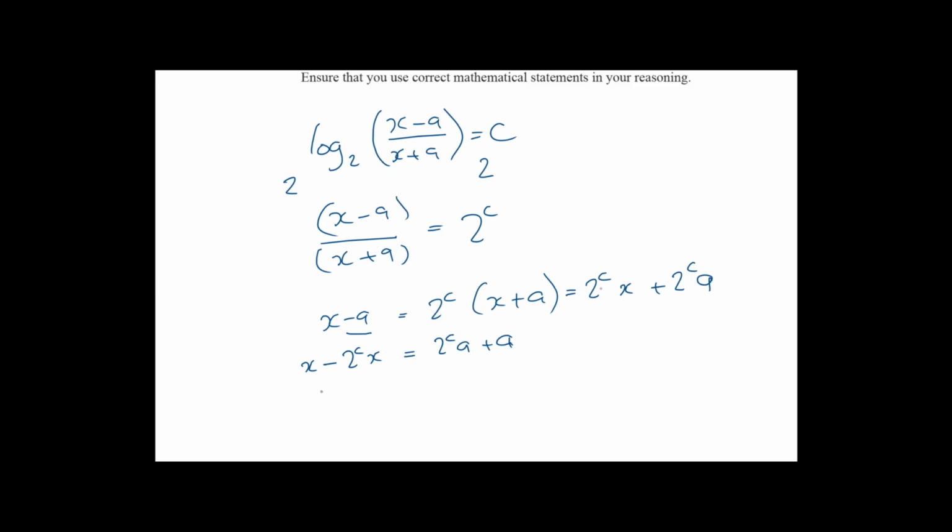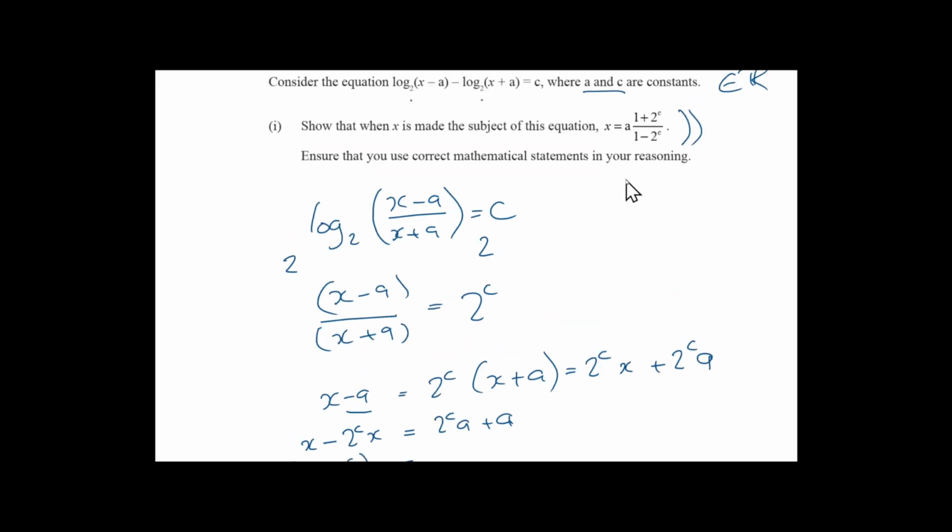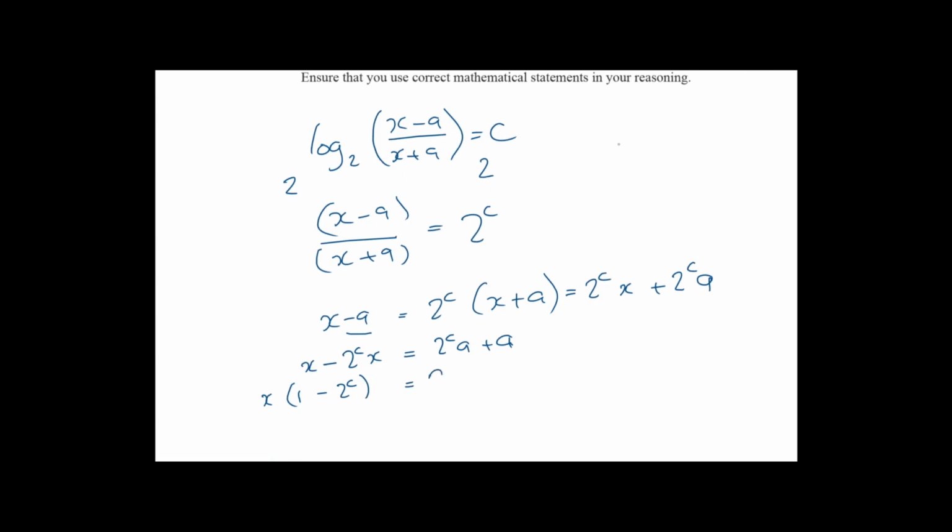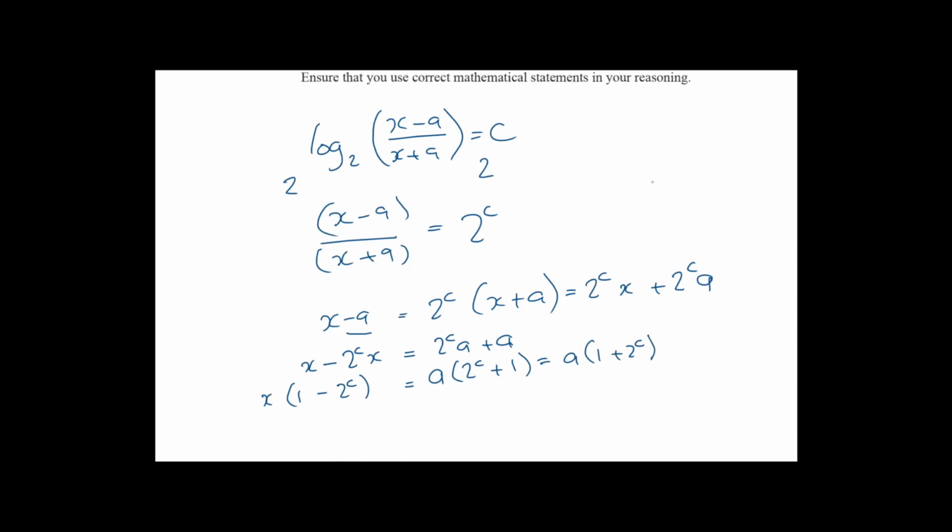And we want to make x a subject. So let's factor out the x on this side. 1 minus 2 to the c. The original equation had an a out here by itself, so let's factor out the a. And that looks promising. That's already in the form that we want. Which is same as a times 1 plus 2 to the c, since it's in the same order that they give up here. Okay. Is that done?